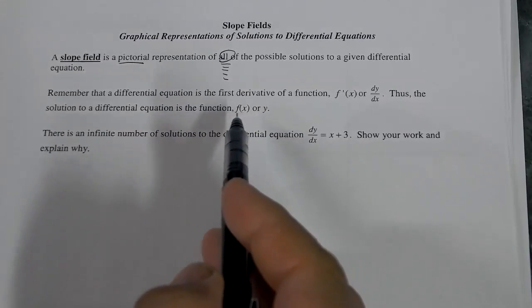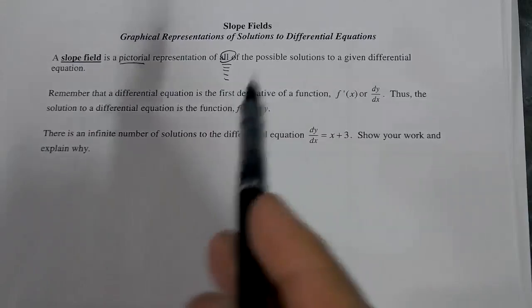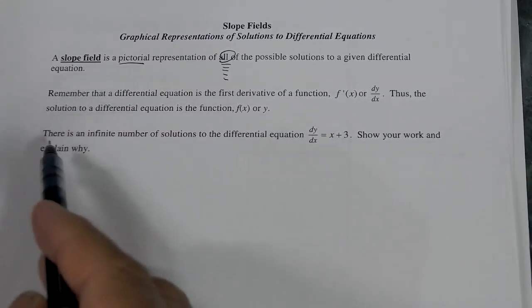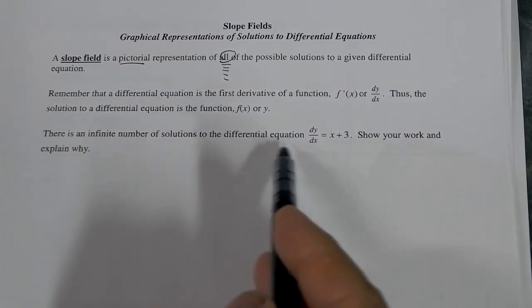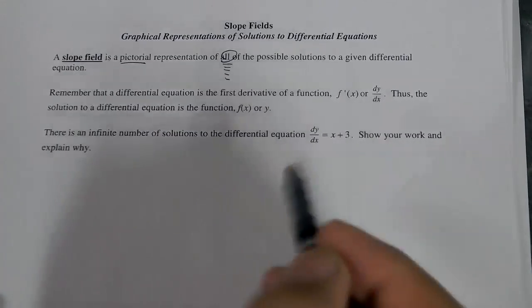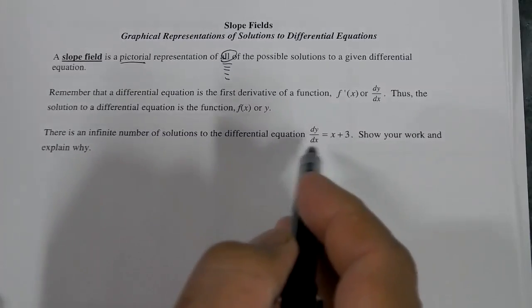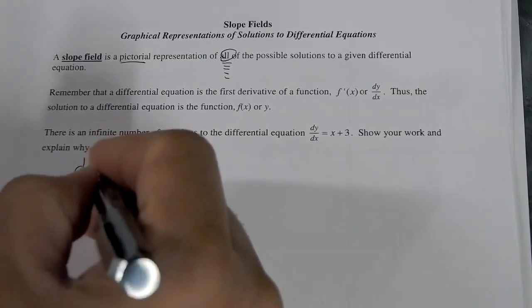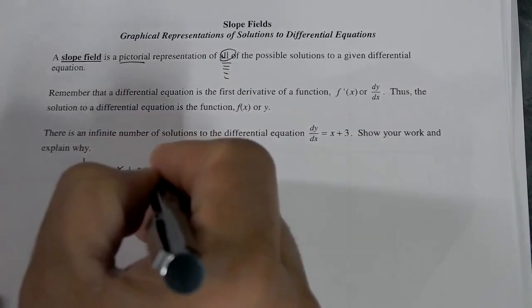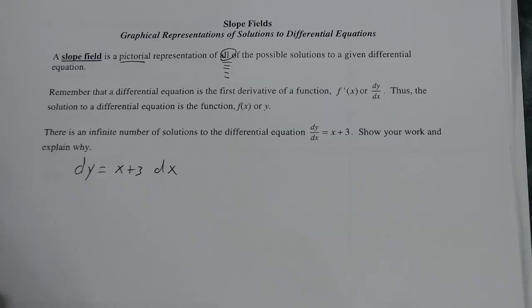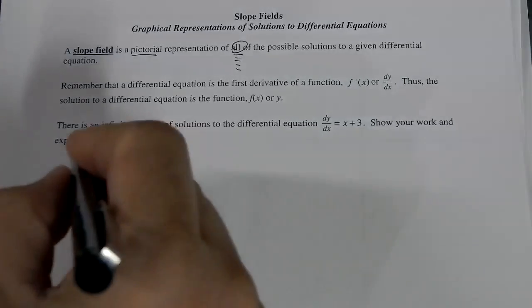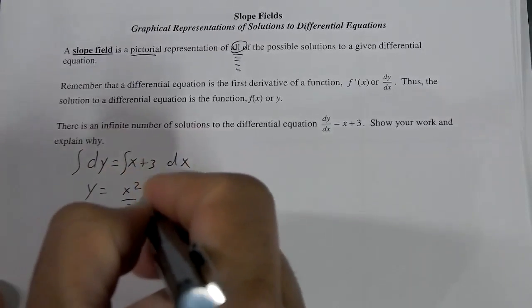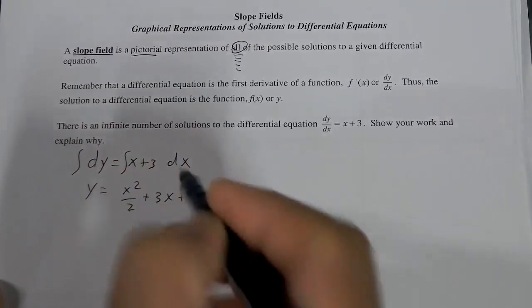Just like what we did the last one, we have to separate the variables and then integrate. So for this instance right here, there's an infinite number of solutions to this differential equation. Show it. All right, so we're going to separate the variables right here. I'm going to multiply both sides by dx, so I end up with dy equaling x plus 3 dx. And then we are going to integrate both sides. Integrating both sides, we end up with y equaling x squared over 2 plus 3x plus c.